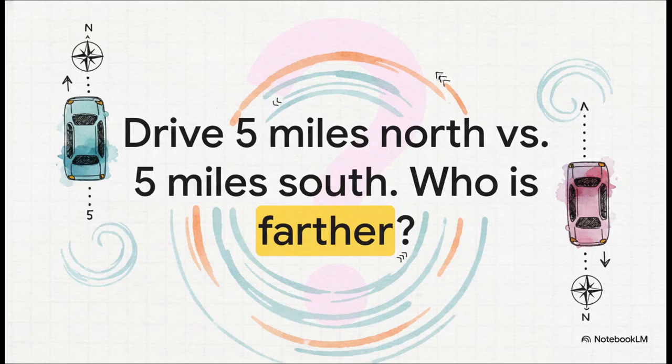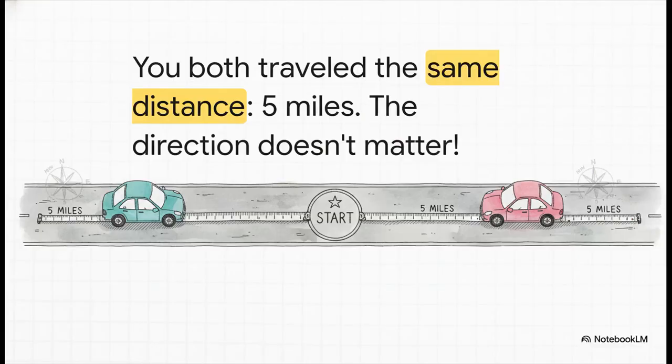To get our brains warmed up, let me ask you a quick question. Picture this. You get in your car and drive 5 miles north. At the exact same time, from the exact same spot, your friend drives 5 miles south. So who's farther away from your starting point? It's a bit of a trick question, right? The answer is neither of you. You've both traveled the exact same distance, 5 miles. When we're just talking about how far you went, the direction, north, south, east, west, it just doesn't matter. And that idea right there is the heart of absolute value.